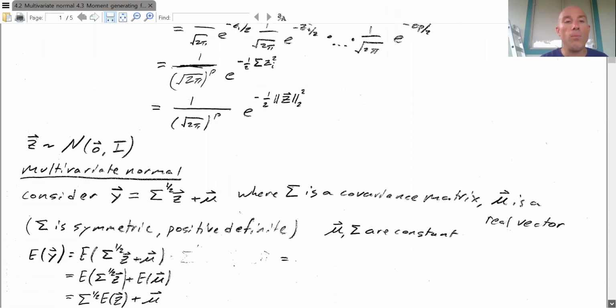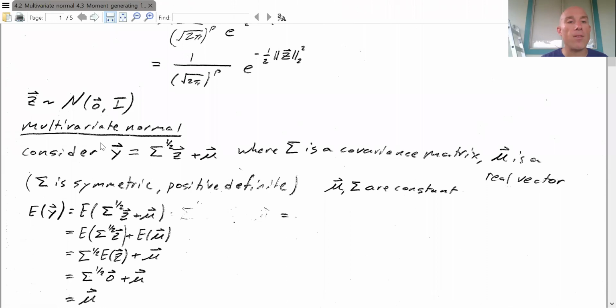All right, so what we're going to do, we're going to go ahead and say that vector z is distributed normal. Now the mean is the 0 vector, and the covariance matrix is the identity matrix. I mean, that seems natural to this point. This doesn't seem like it's that far off from what we've done with univariate variables. Okay, so now let's do multivariate normal.